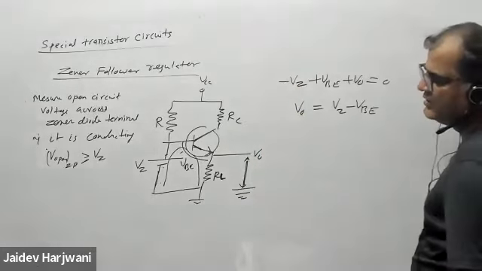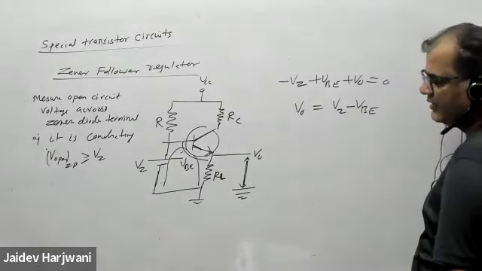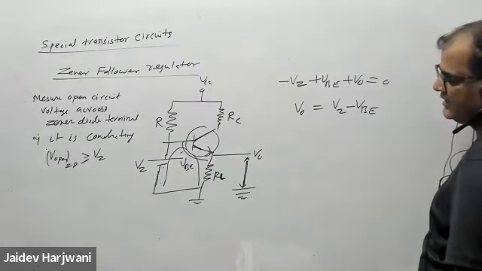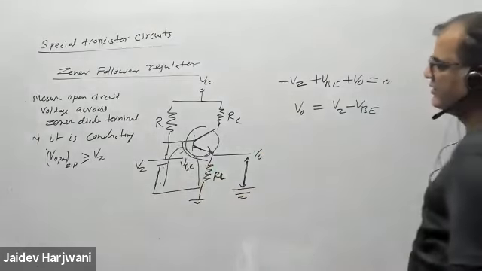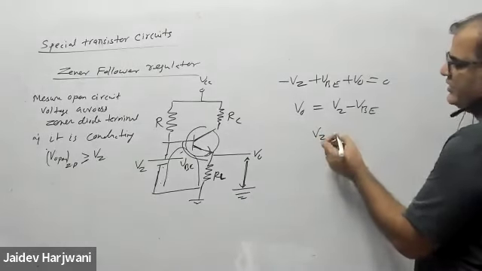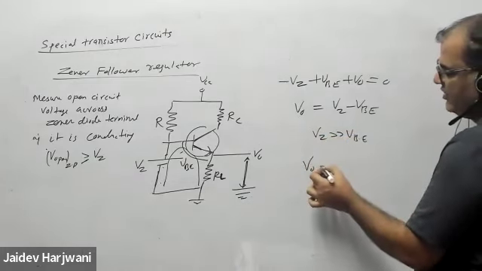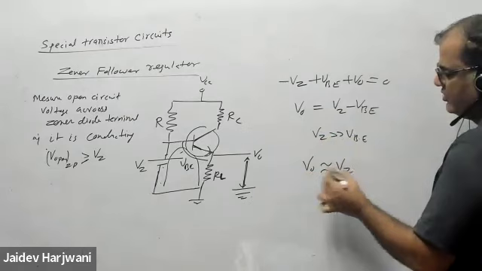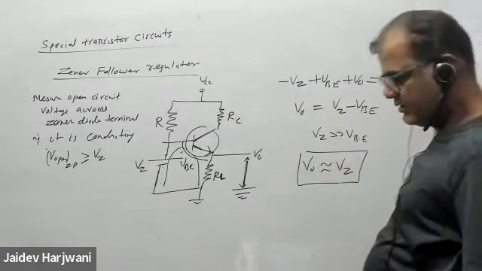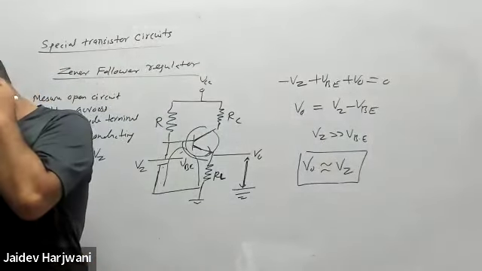That doesn't matter. Even if RL is changing, it doesn't matter. Automatically this V0 becomes fixed as soon as this is on. Now generally VZ is very high, while VBE is 0.7 or 0.3. VZ is generally very high compared to VBE, so we say V0 is almost equal to the Zener voltage. This is your voltage regulator circuit.